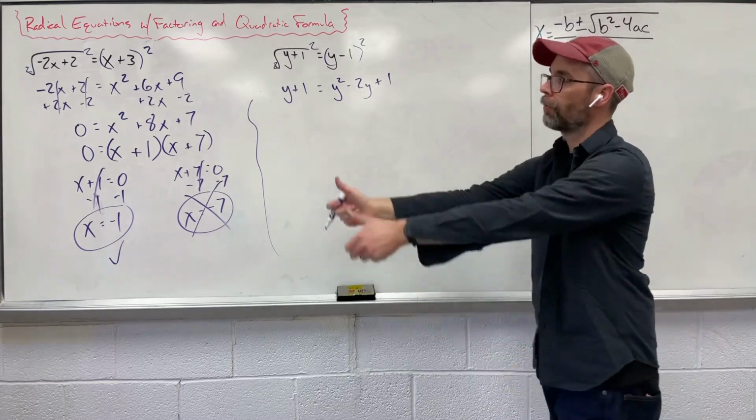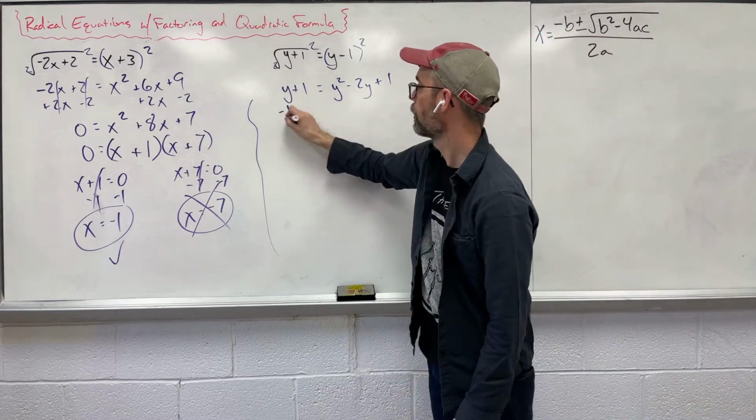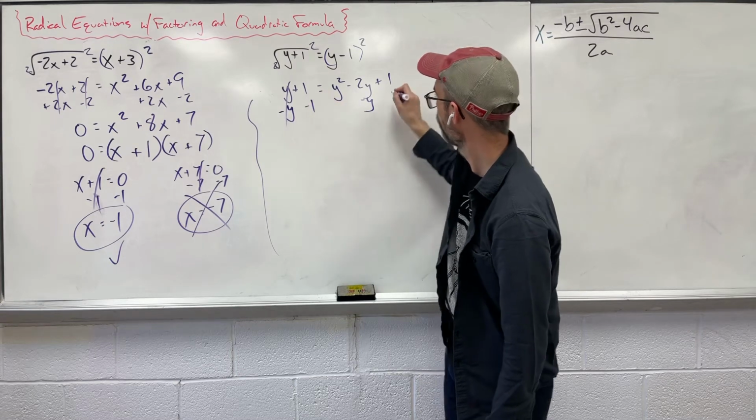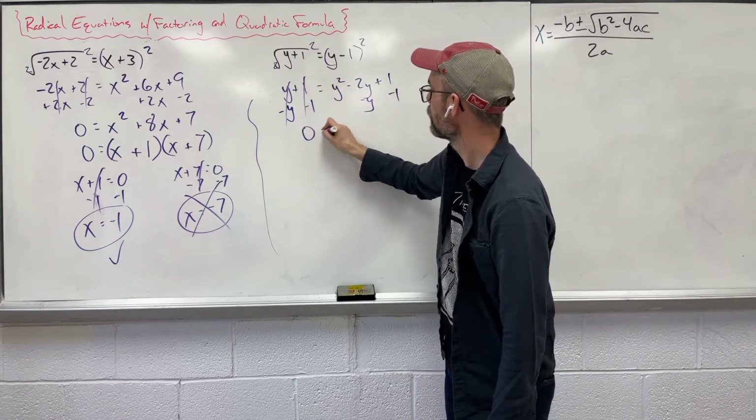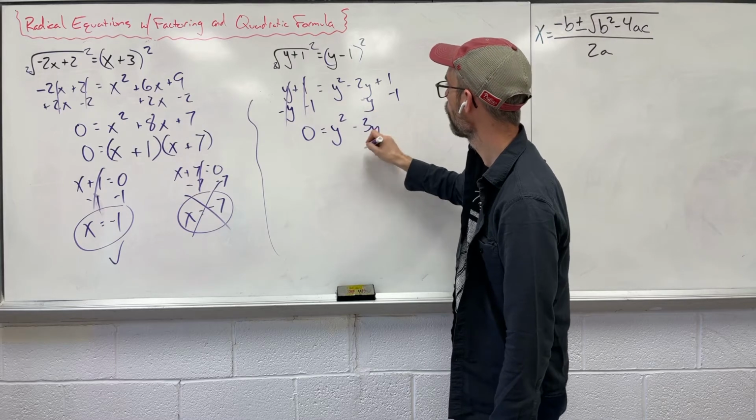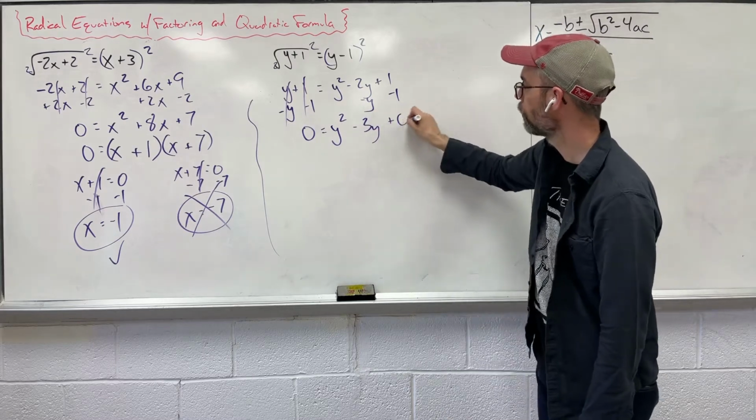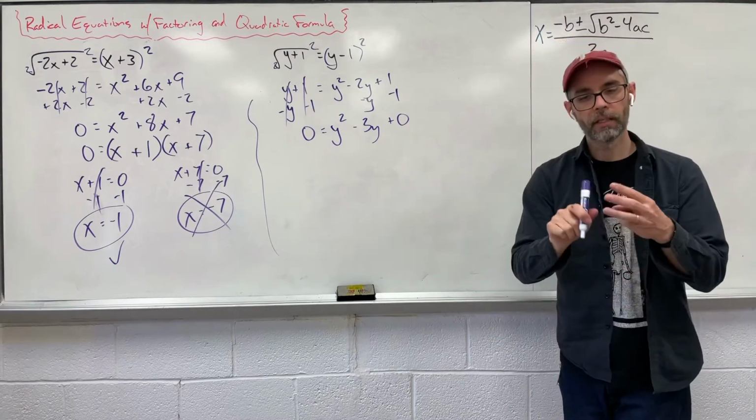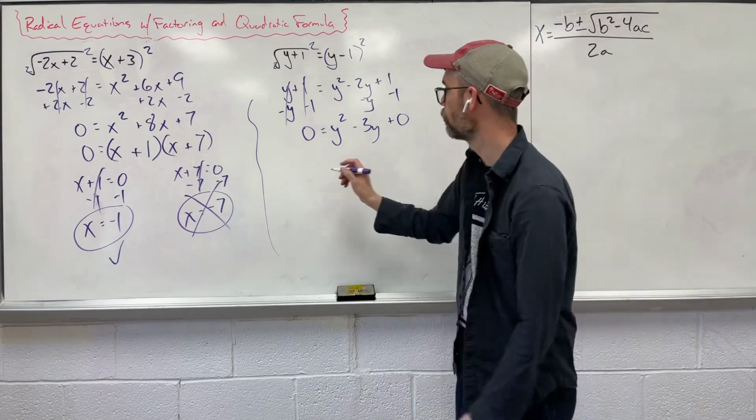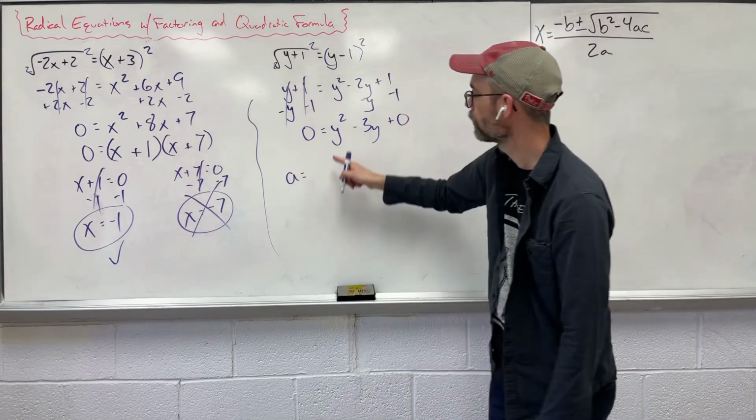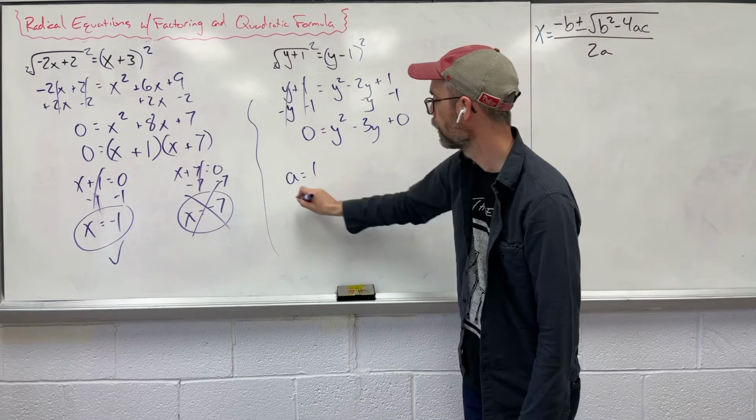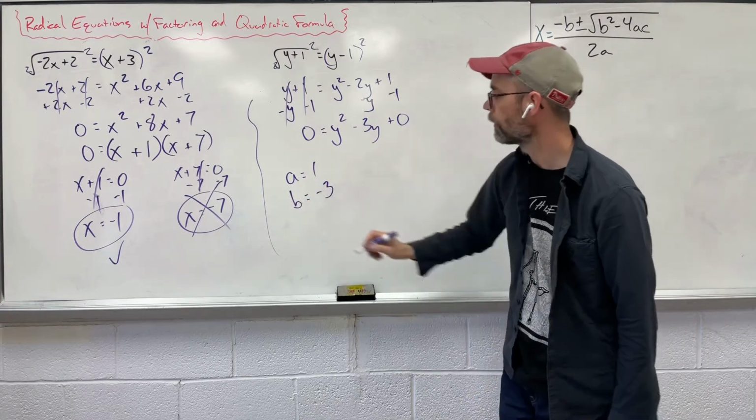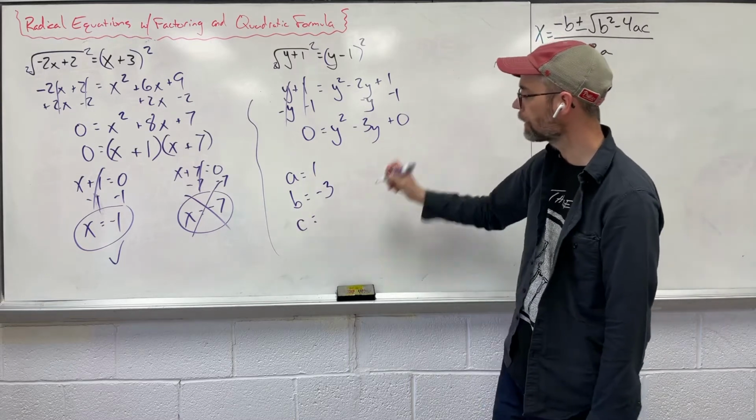Let's bring everything to the right side. Minus y, save a step, we'll do it together. Minus 1. 0 equals y squared minus 3y. And I'm going to actually put a 0 there, just as a placeholder. So when we use the quadratic formula, we need to know what a, b, and c are. a equals the number in front of y squared, 1. b is the number in front of y. It's going to be that negative 3. Do not forget the negative. And c is the number all by itself at the end, giving us 0.